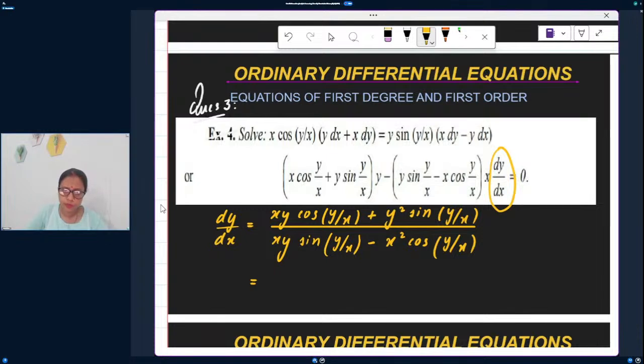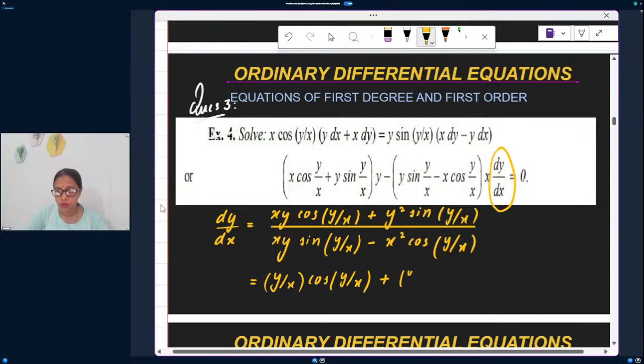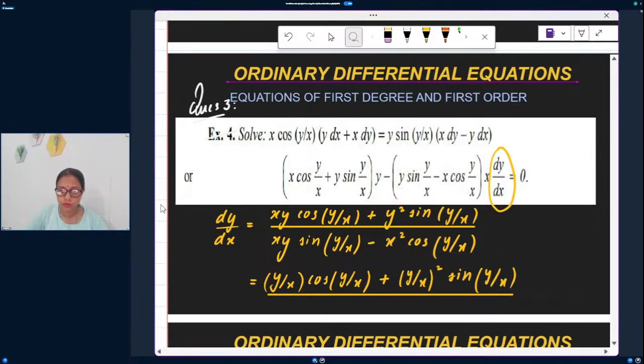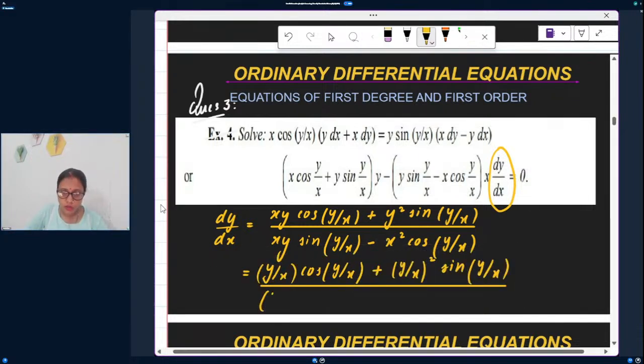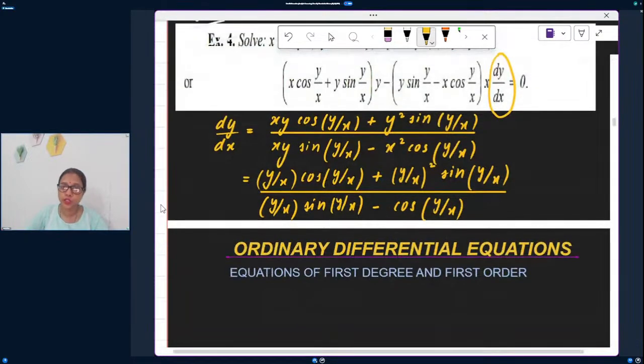Okay, x square can be taken common. So if I take x square common from here, it becomes y by x cos y by x plus y by x whole square sin y by x divided by y by x again. Now I can say that it's a homogeneous equation, minus cos y by x. Once you have everywhere the expression y by x left, now what else?